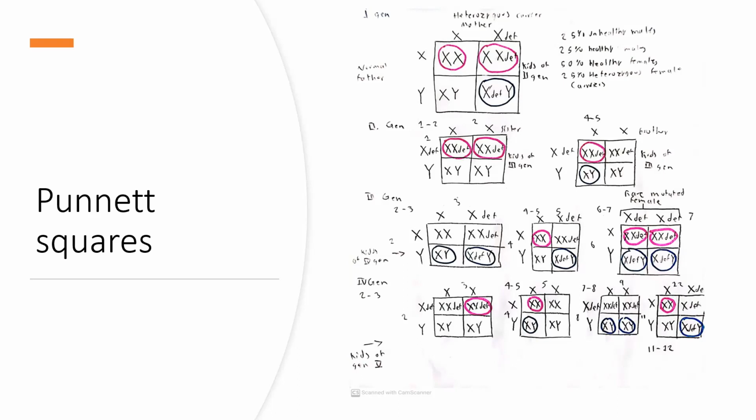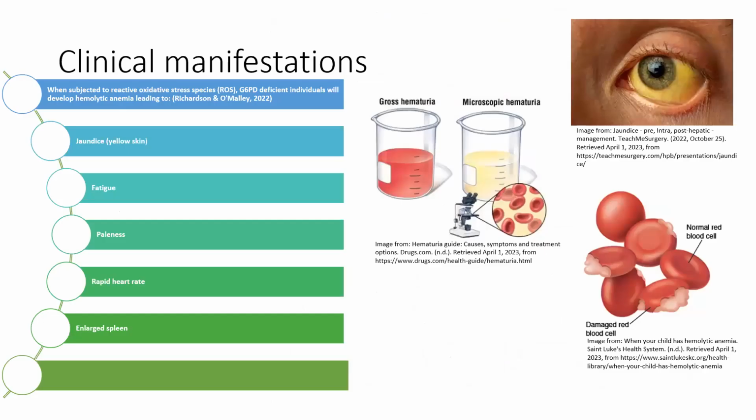And if people with G6PD deficiency are triggered by these ROS agents, they will have the following symptoms: jaundice, yellow skin, fatigue, paleness, rapid heart rate, enlarged spleen, shortness of breath, and hematuria, which is blood in the urine. G6PD deficiency is like anemia, but it can develop very quickly, leading to an increase in the symptoms mentioned.